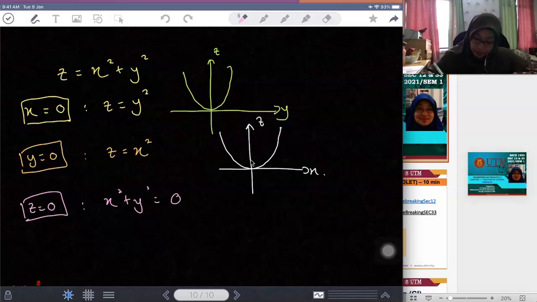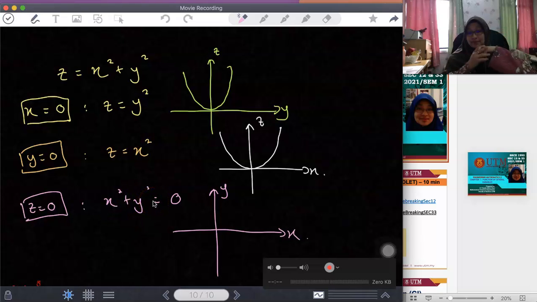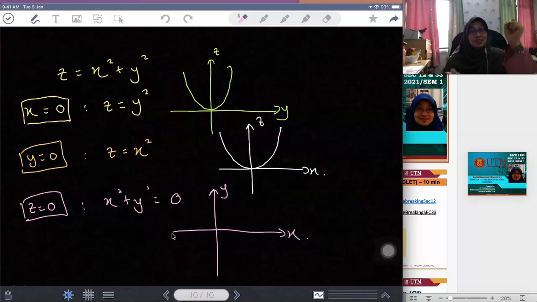So now when you sketch that on yx plane, what is actually the graph of this? Anyone can tell me? It looks like a circle equation, right? Circle centered at the origin, but the radius is 0. So no radius. Imagine you have a circle centered at the origin, but no radius. What is that? Yes, it is just a single point here. Just a point, a dot, 0, 0.